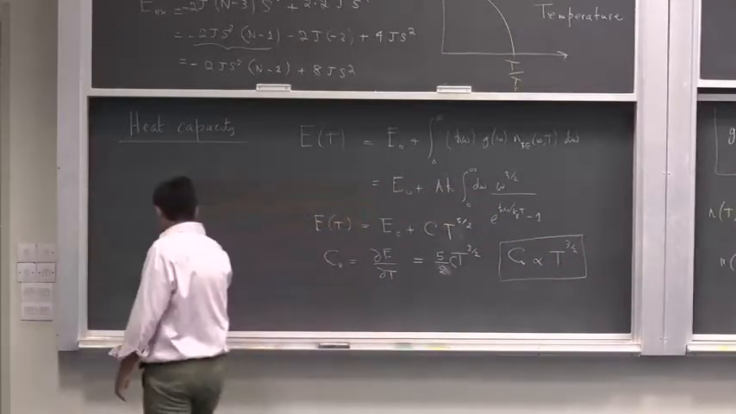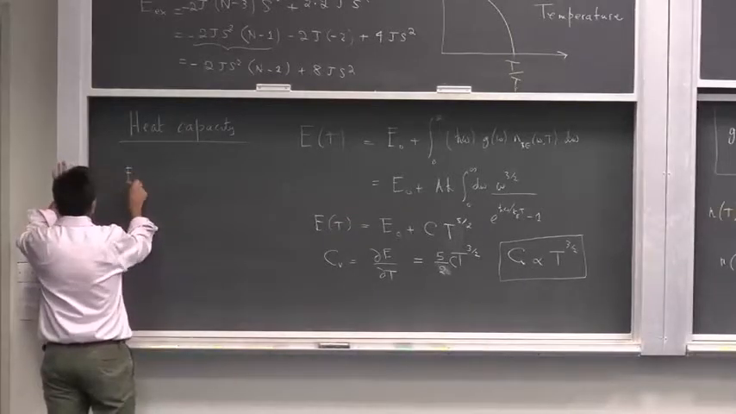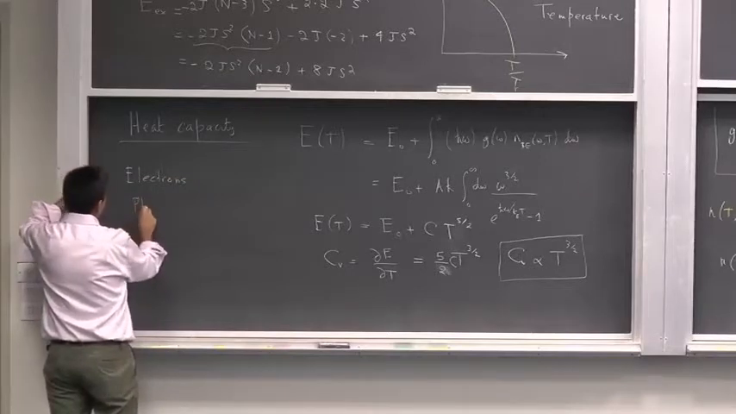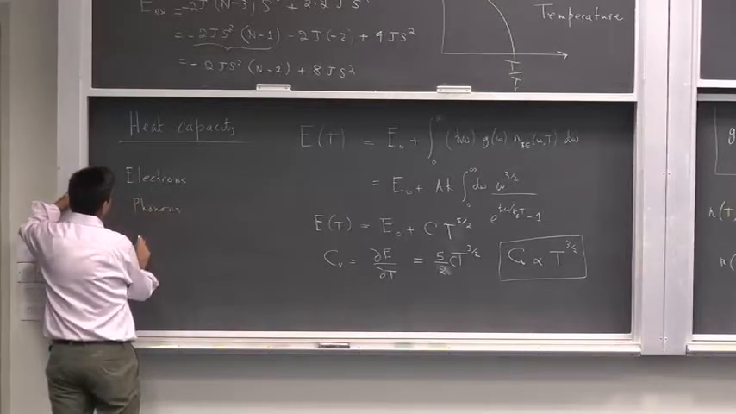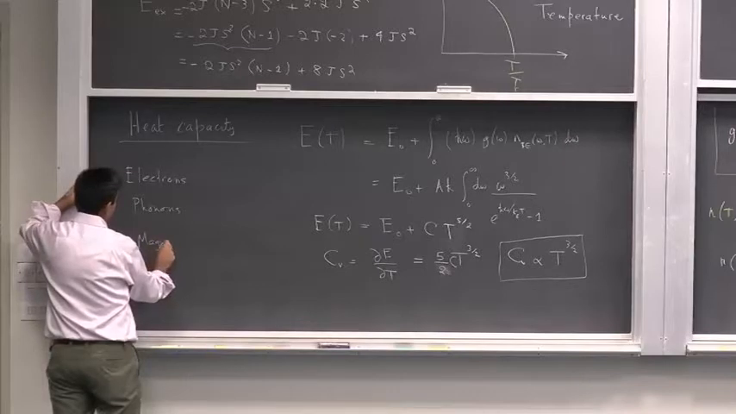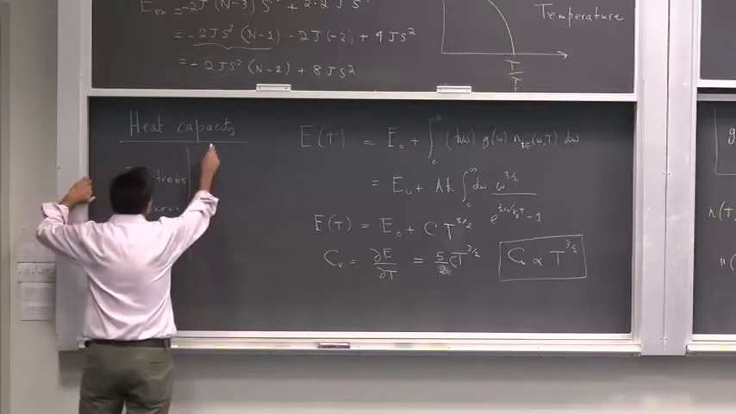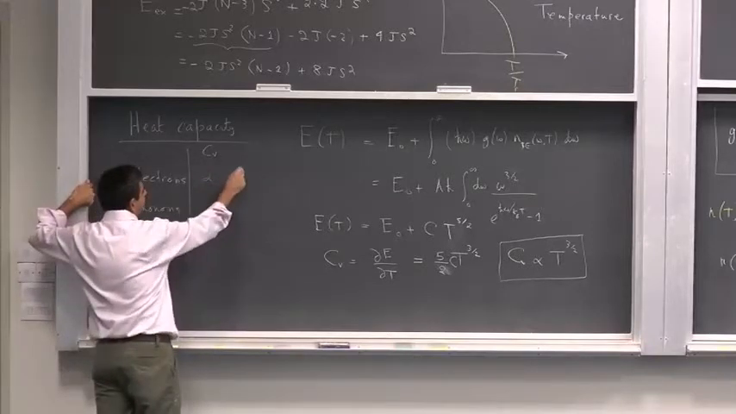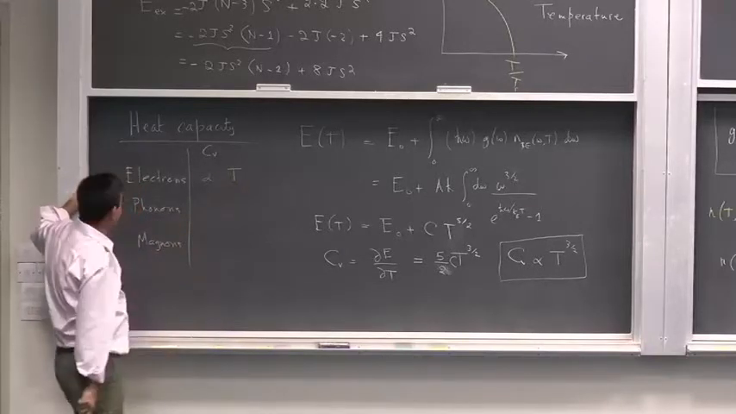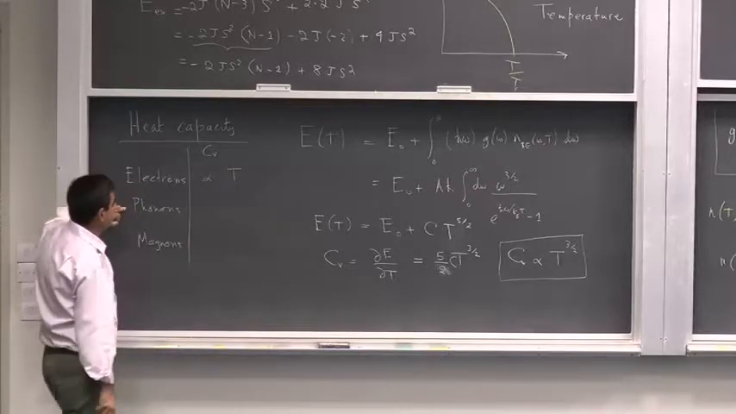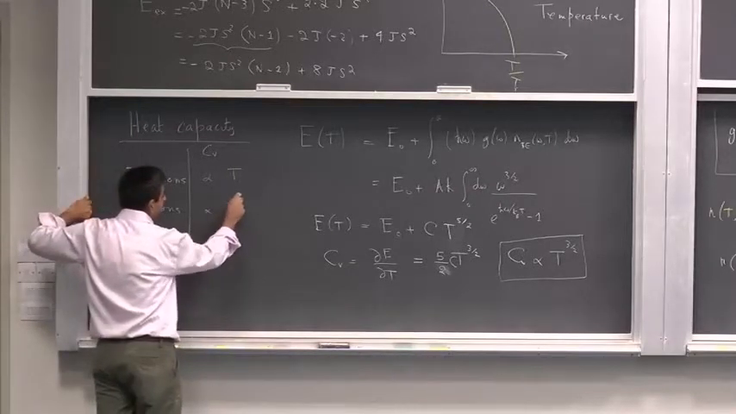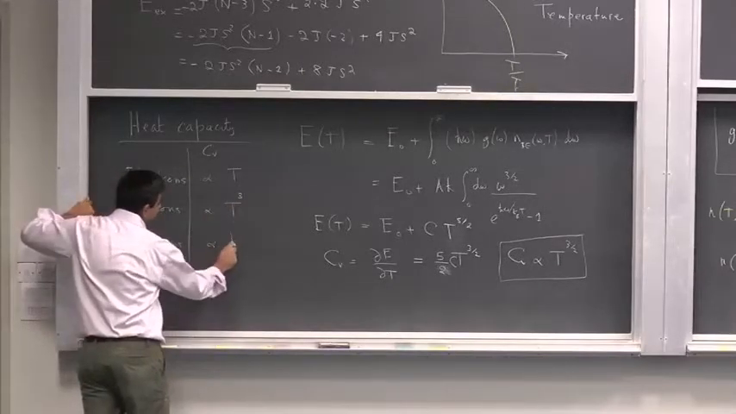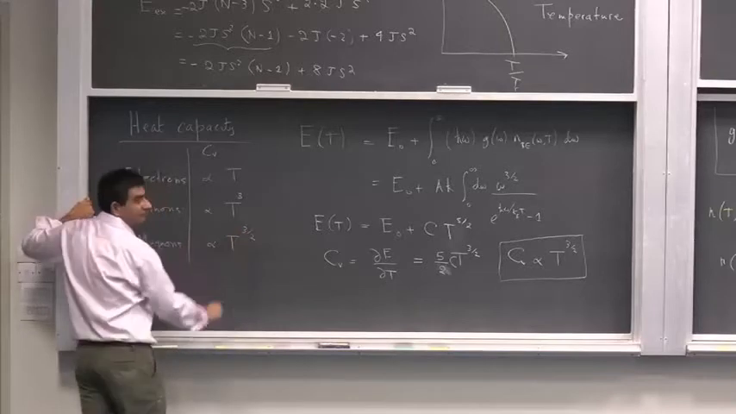Now if you look at free electrons, if you look at phonons, and if you look at magnons, the heat capacity for electrons varies as the temperature, at low temperature. For phonons, I think it varies as the third power of temperature at low temperature. For magnons, it varies as T to the 3/2.